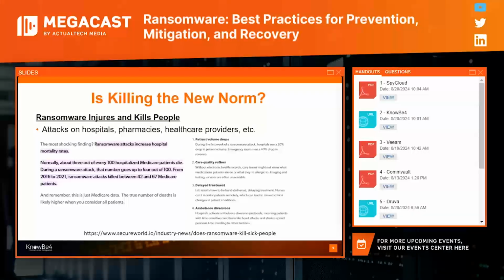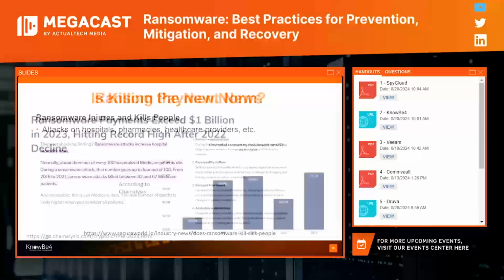So that's a larger aggregate look. And I think Medicare patients are like 15 to 20% of United States patients. So theoretically, if you did a study of a larger population, we're probably talking hundreds and hundreds of people that have died because of ransomware attacks on healthcare centers, with care suffering, delayed treatment, and ambulance diversions and all that stuff. And all of that is certainly true. Ransomware is actually killing people.